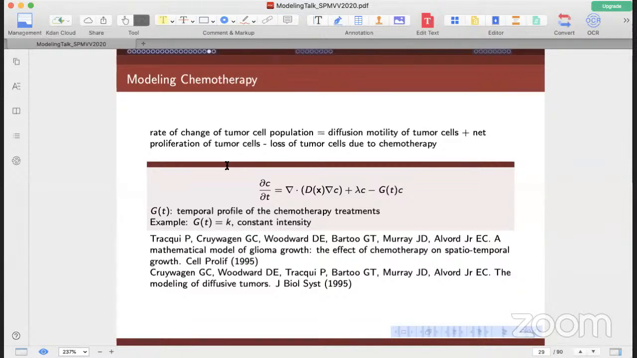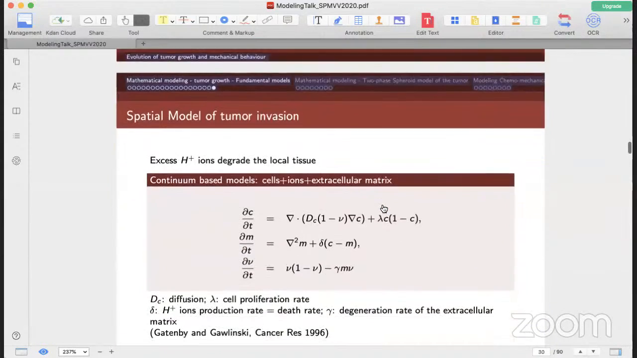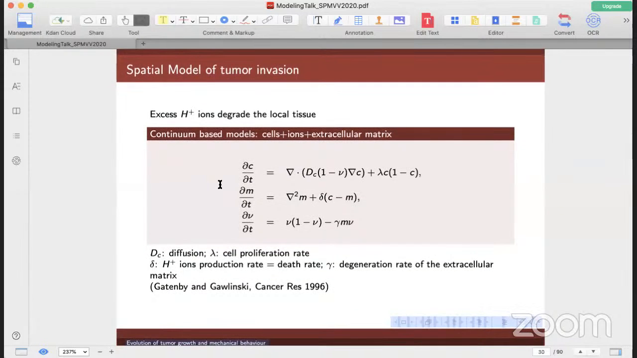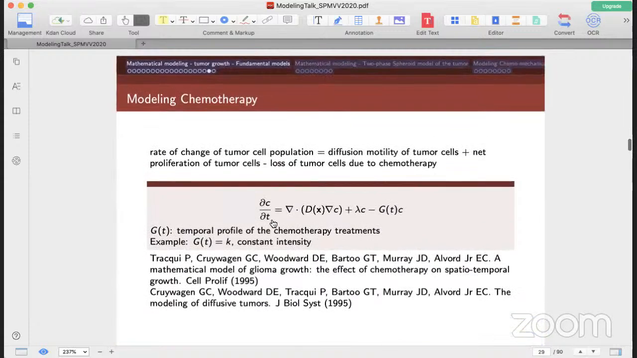The complete structure, the dynamics have to be captured. So now we are slowly introducing, in the tumor environment, H plus ions. They are also transported. So that means we are introducing cells, ions, extracellular matrix, more than one component. All the models so far were talking about one component, that is nothing but only tumor cells.